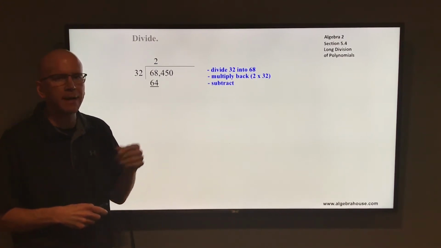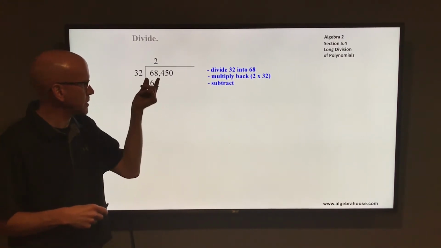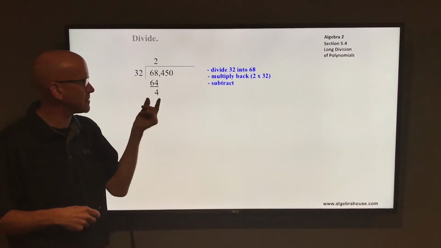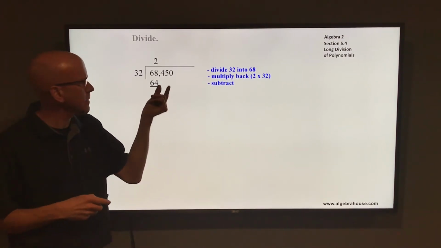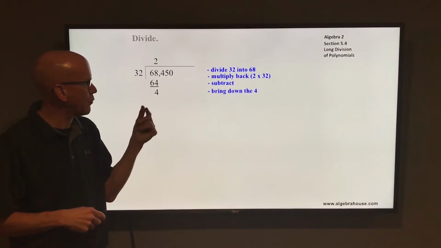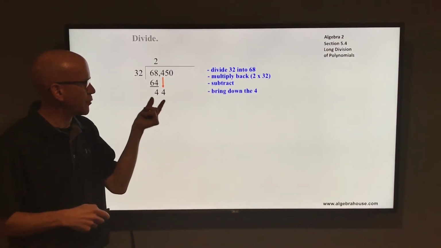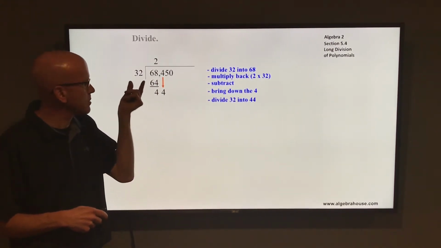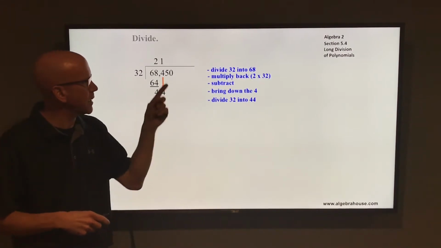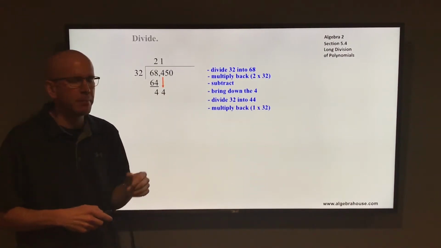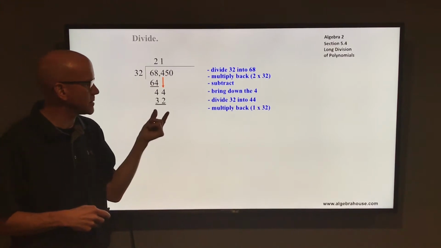After you multiply back, then you subtract. You're subtracting 68 minus 64, that is 4. After you subtract, bring down the next digit. Bring down that 4. And then you're going to divide 32 into 44. So 32 goes into 44 1 time. Put that number up top and then multiply back. Take 1 times 32, that is 32.